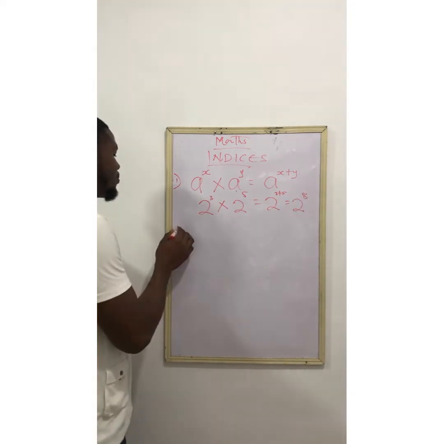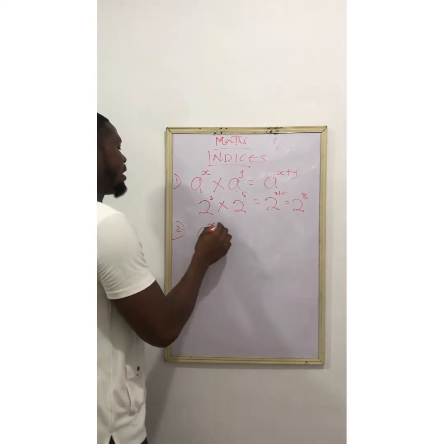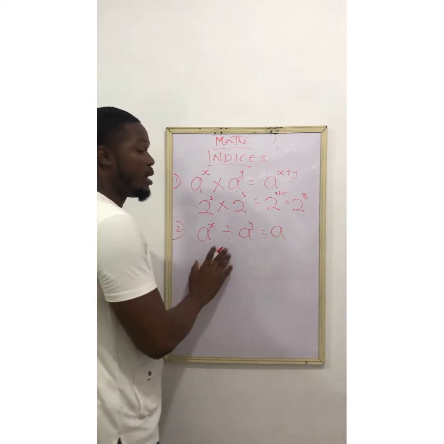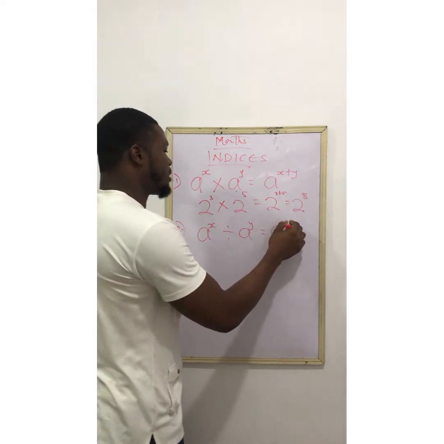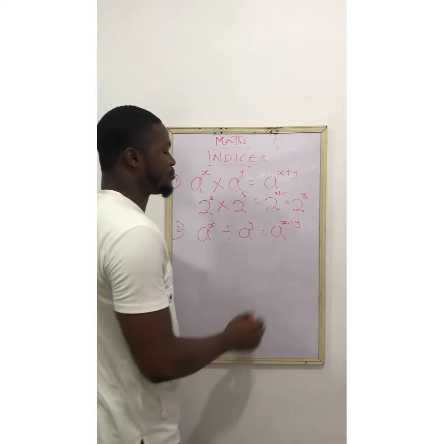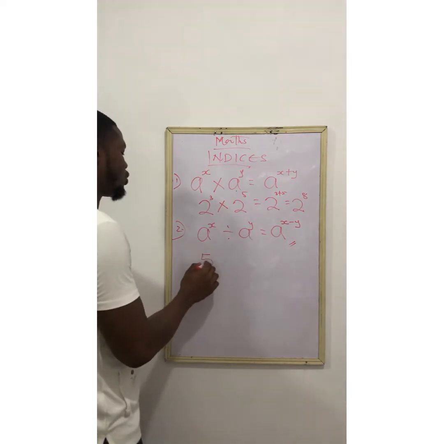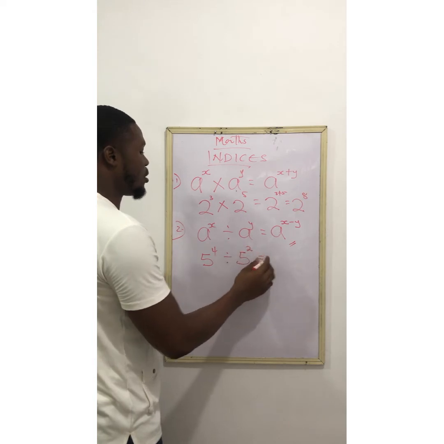The second law has to do with division. a raised to the power x divided by a raised to the power y will give you a raised to the power, in the division case, you subtract: a raised to the power x minus y. And an example is you have 5 raised to the power 4 divided by 5 raised to the power 2.